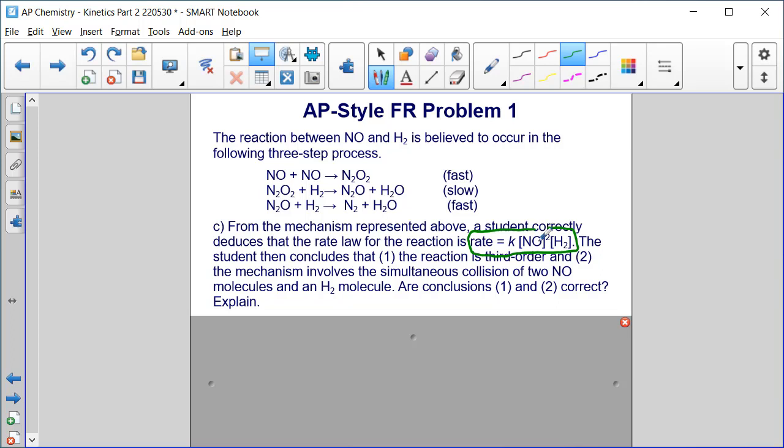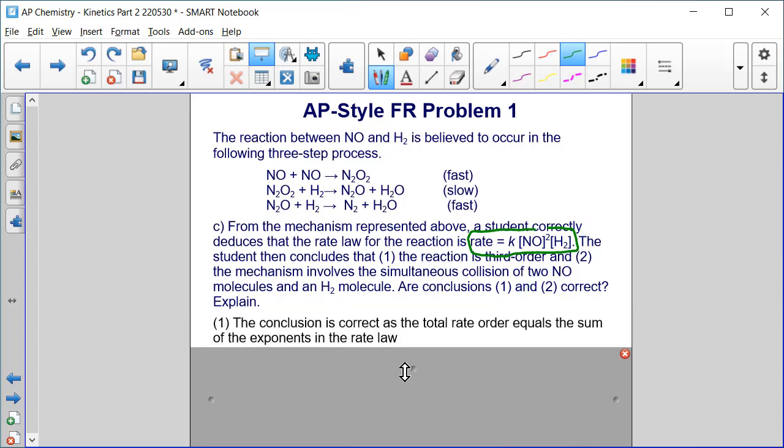We get our overall reaction order by adding the exponents, right? So we have a 2 here and a 1 here, and so overall, the reaction order is 3. So this first conclusion is correct, as the total reaction order equals the sum of the exponents in the rate law. So of course it would be 2 plus 1, which is 3. So you have a third order reaction.